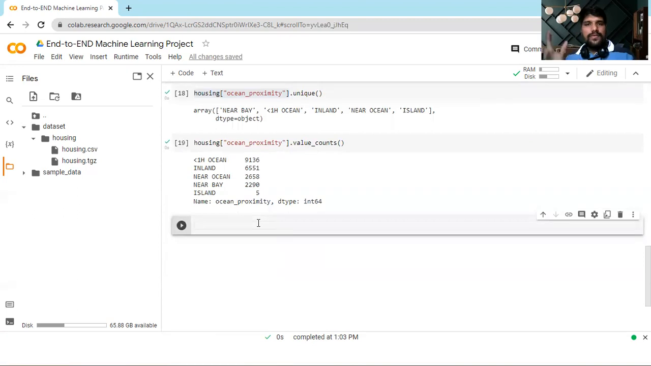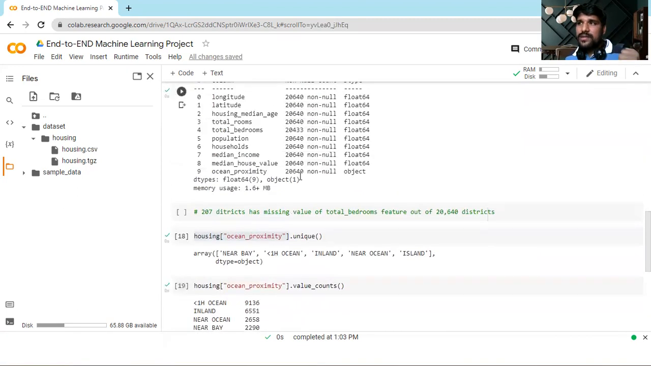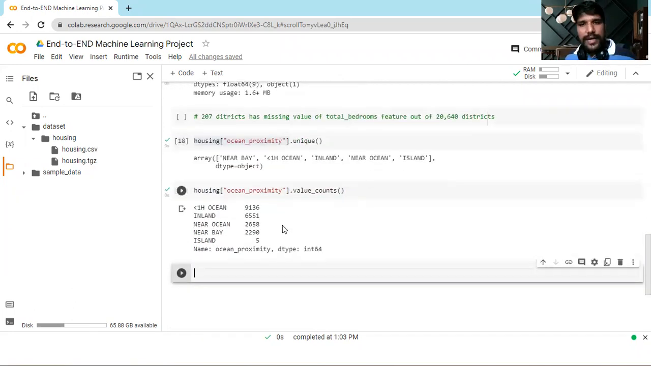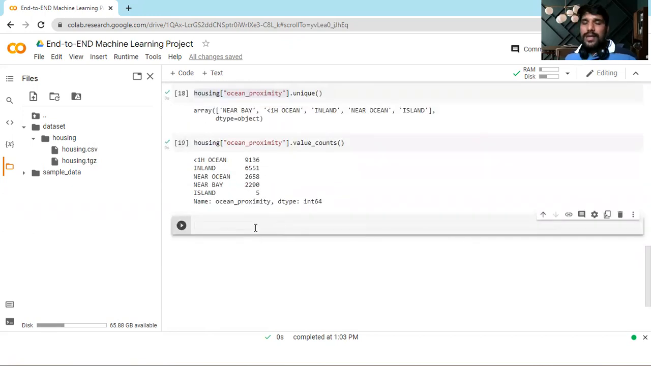Now we have the data, we understand it contains some missing values, and we understand that ocean proximity, though its type is object, contains categorical information. Now let's look at some statistical information. For that we use the housing describe method. This is another pandas method called describe.